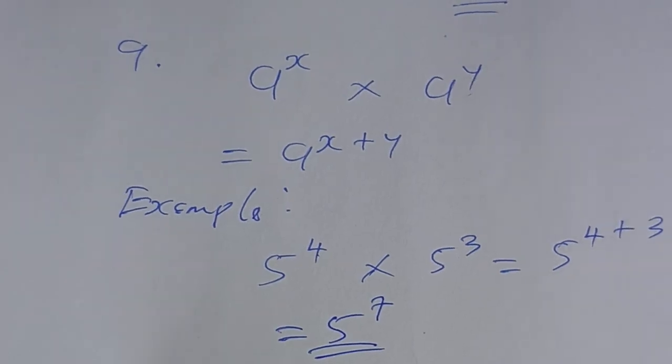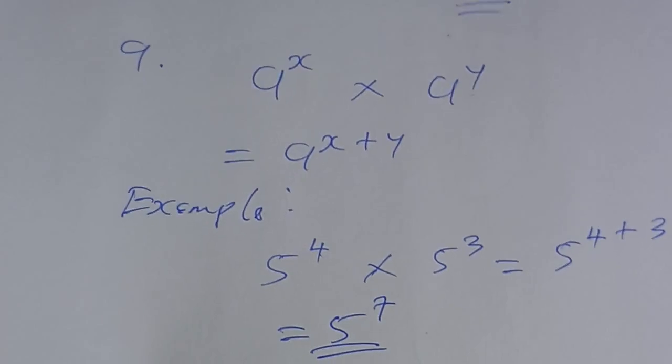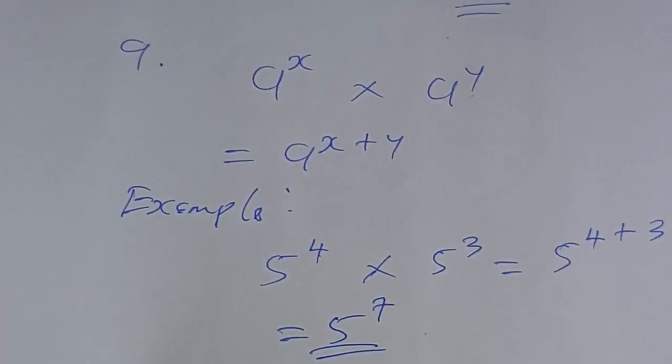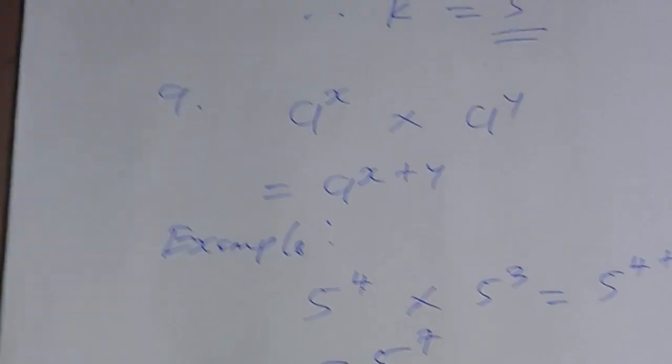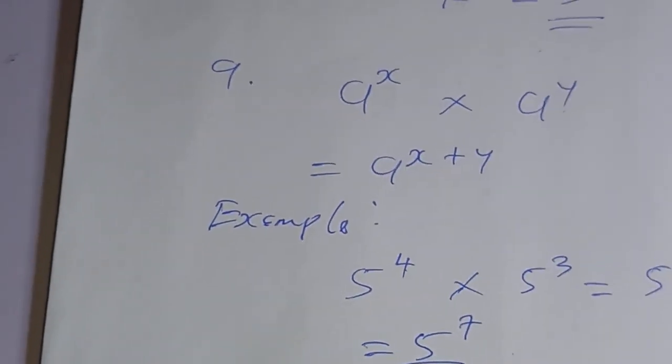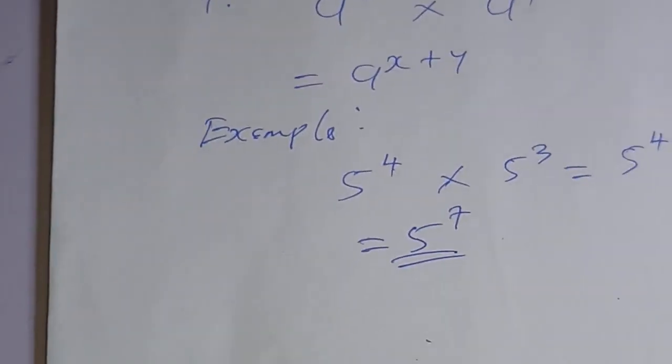So take that as a very important law. Anytime the bases are equal and they are multiplying each other, you just take one of the bases and add up the indices, that's the powers. That's just it. So finally, in the laws of indices, we are going to be taking law number 10.